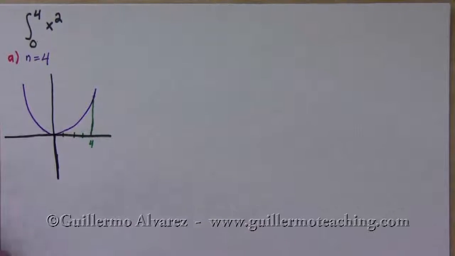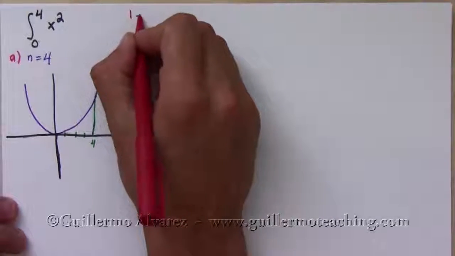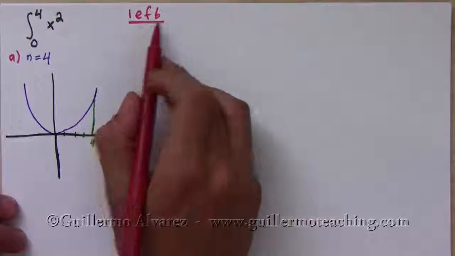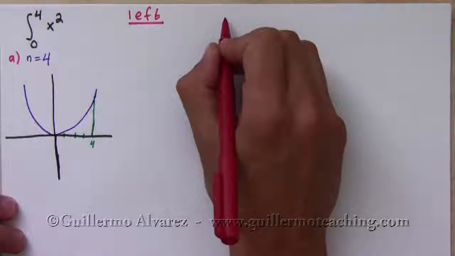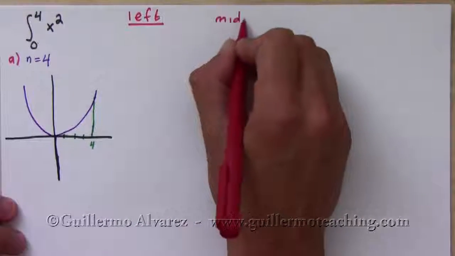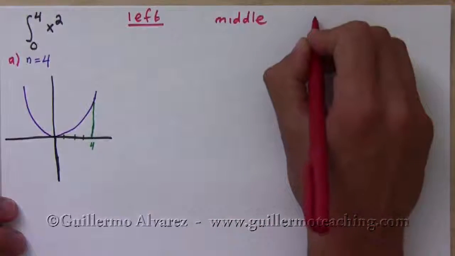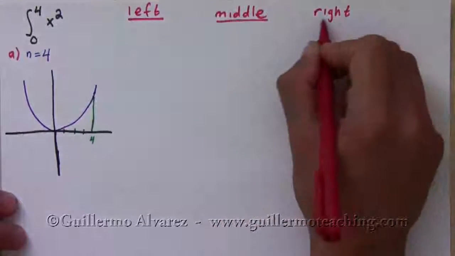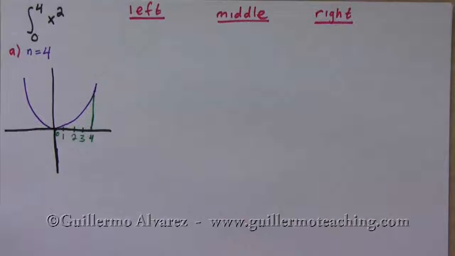Okay, so let's say we're going to do all three. We're going to do a left approximation using the left endpoints. We're going to use the middle endpoints, and we're going to use the right endpoints. Okay, so let's find some important information.